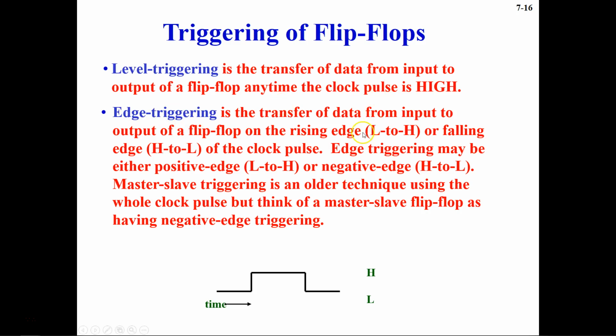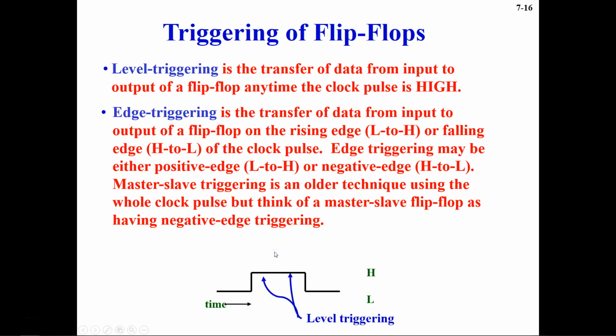If you have the rising edge, it goes from low to high, and if you have the falling edge, it goes from high to low. So low to high and high to low of the clock pulse. Edge triggering may be either positive edge triggered or negative edge triggered. Master slave triggering is an older technique using the whole clock pulse, but think of a master slave flip-flop as having negative edge triggering.